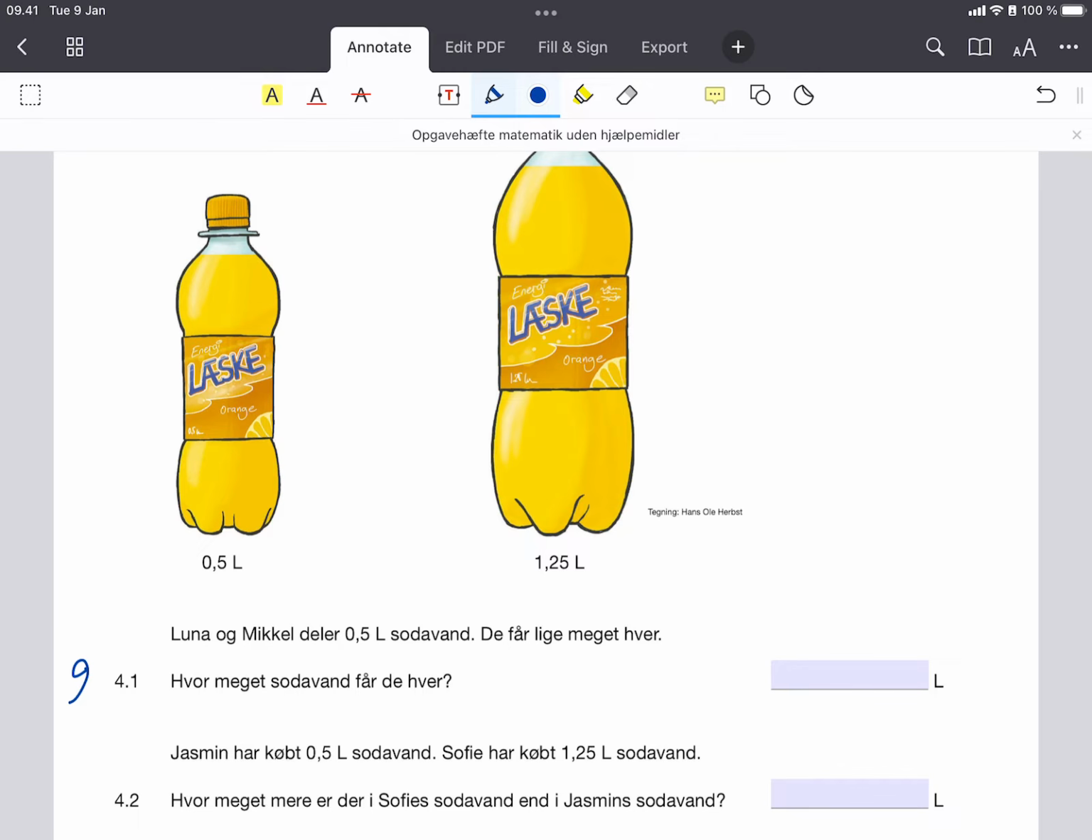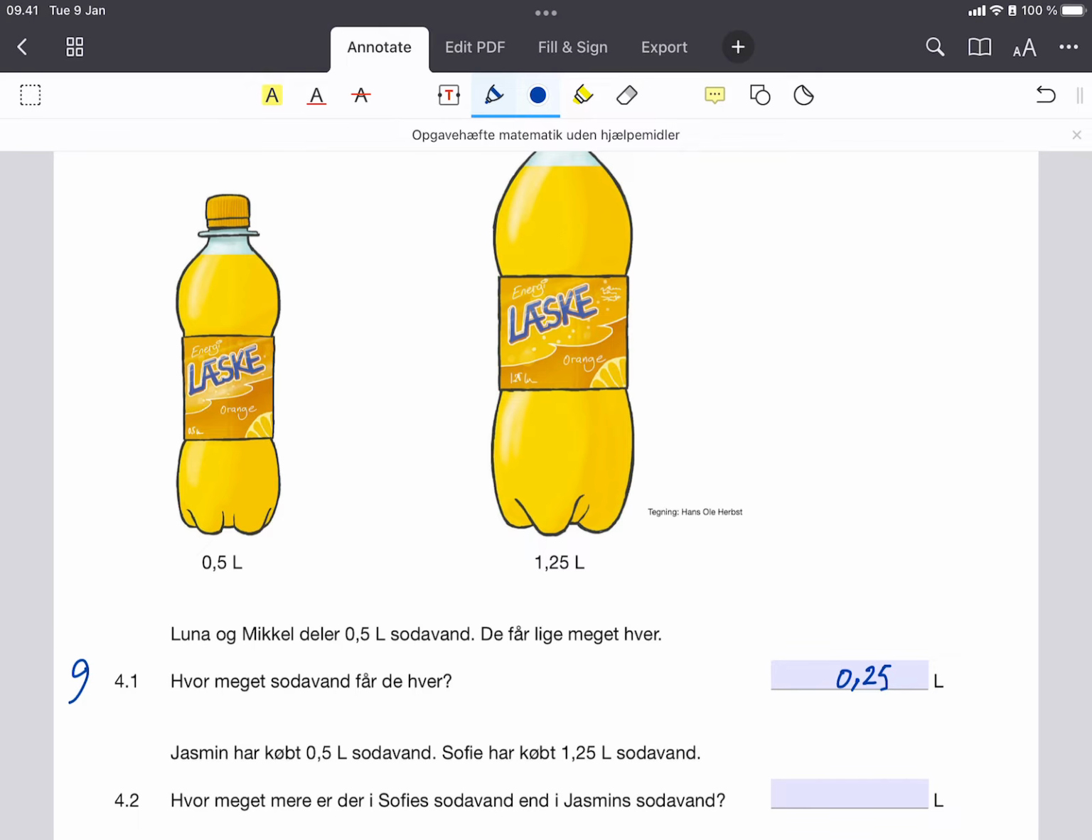So question 9, or question 4.1. Luna and Mikkel share 0.5 litres, half a litre, of soda. They get just as much each, the same each. How much do they each get? Okay, so they get half of 0.5, they get 0.25 of a litre each.